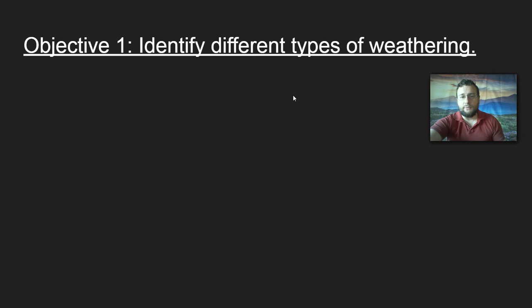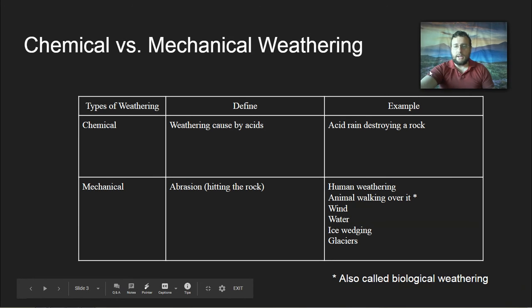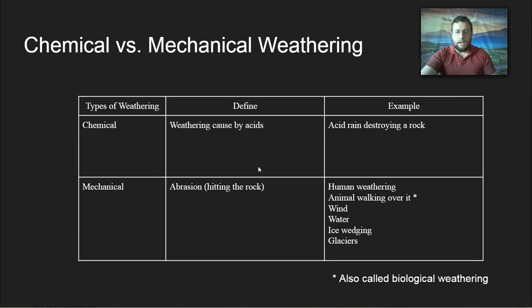So let's get started with the first objective, which is the different types of weathering. So you have mechanical weathering and chemical weathering. Technically, there's also biological weathering, but I call that a type of mechanical weathering because it has to do with animals moving around in the soil. But essentially, chemical weathering is weathering that's caused by something like acids or chemicals that break down the rock chemically, right? So an example would be acid rain dissolving the rock.